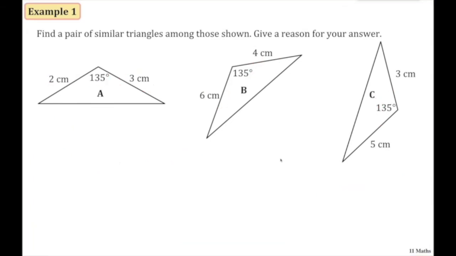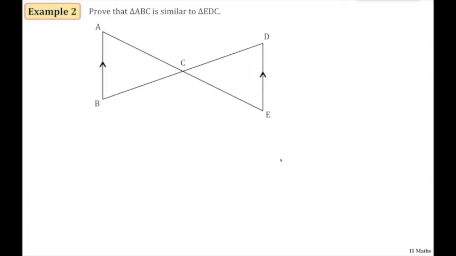So let's try our next one. Example 2 says to prove triangle ABC is similar to triangle EDC. Now we do know that AB is parallel to DE, so we're going to use that.